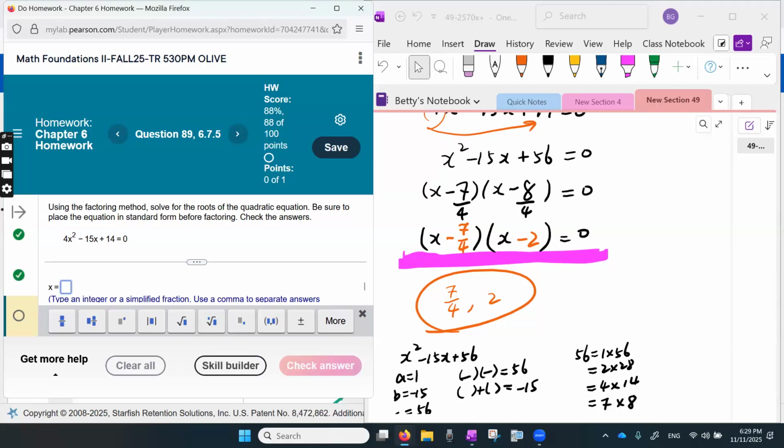Let me enter the solution first. 7 over 4, comma 2.